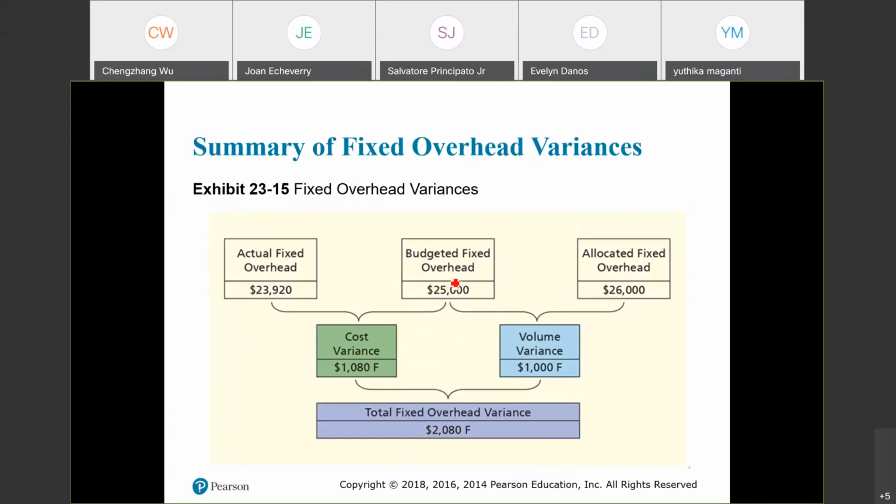So this is how the total fixed overhead variance, which is $2,080 favorable, is constituted: $1,080 is from the cost variance and another $1,000, which is also favorable, is from the volume variance.